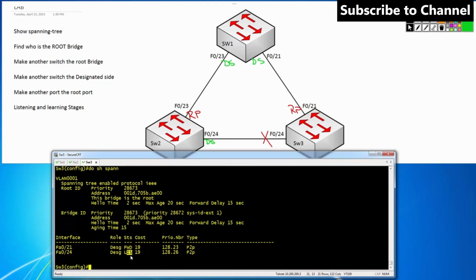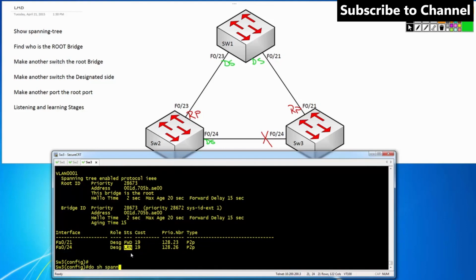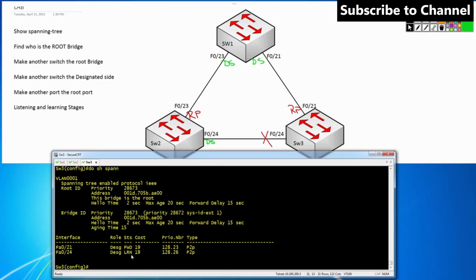And look, I even have a port that's going through a listening stage. Why don't we follow that? Now it's going through the learning stage. Check that out. It's sitting in the learning stage for 15 seconds. As I keep typing in the command, as you can see, now we're in the forwarding state. So things have changed now.